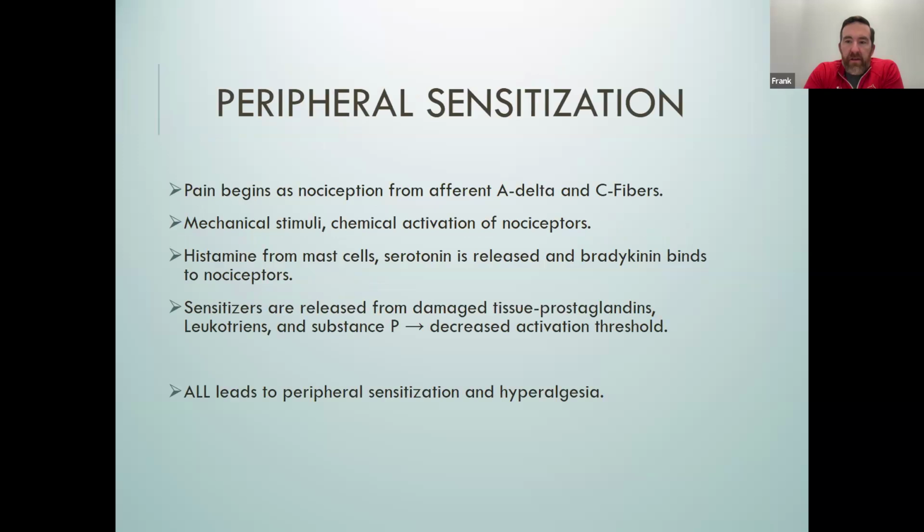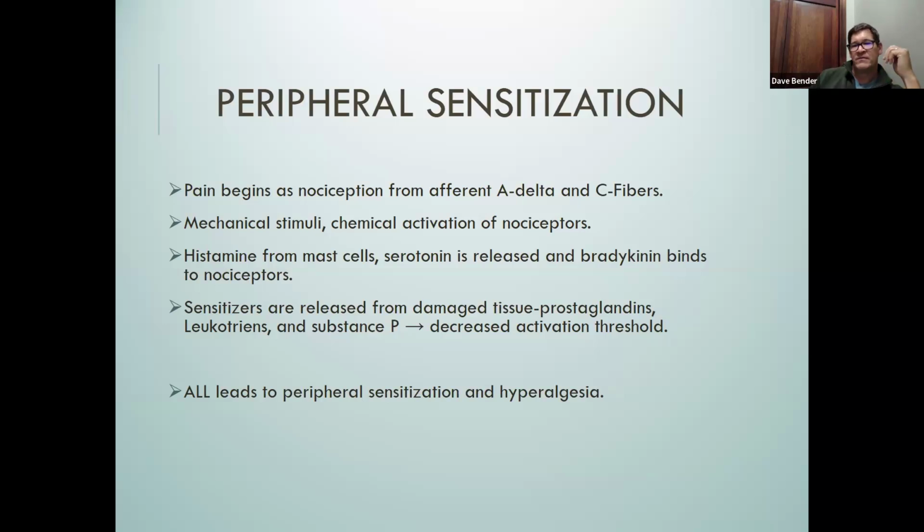Peripheral sensitization, and now we talk about what's going on peripherally at the nerve endings. Pain begins as nociception, as we talked about, from the afferent to A delta and the C fibers. Mechanical stimulus and chemical activation, it's activation of these nociceptors. So we get that local, it's almost like a local stew. It's being sensitized by prostaglandins, leukotriene, substance P, and a myriad of different substances within the tissue, that now all of a sudden increase that chemically mediated pain and sensitizes the system.